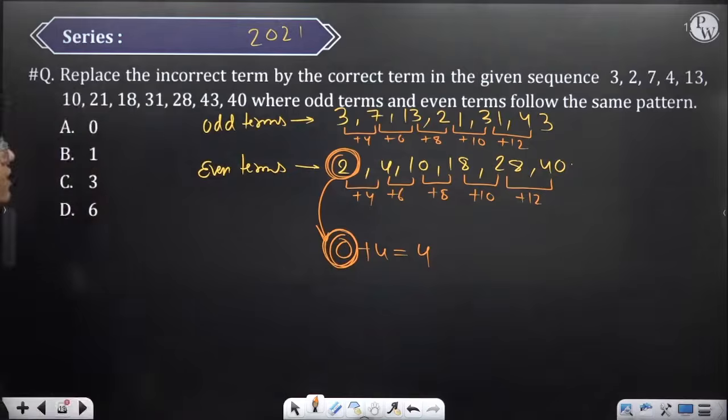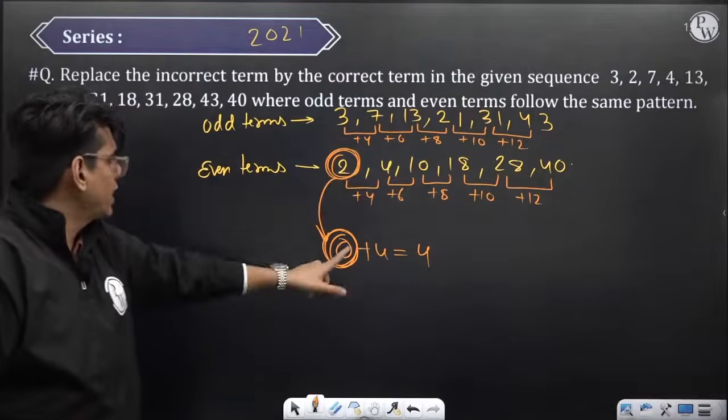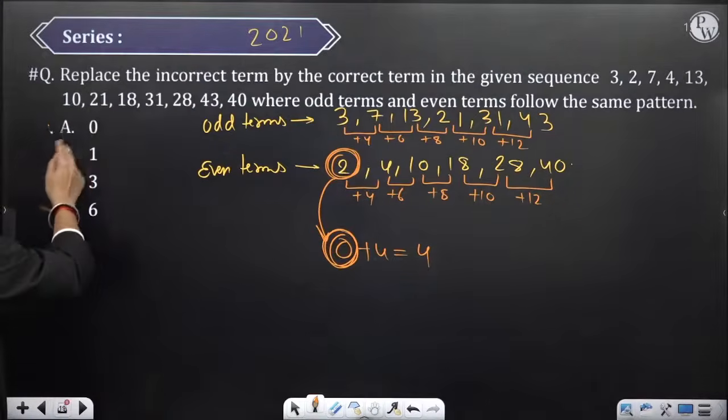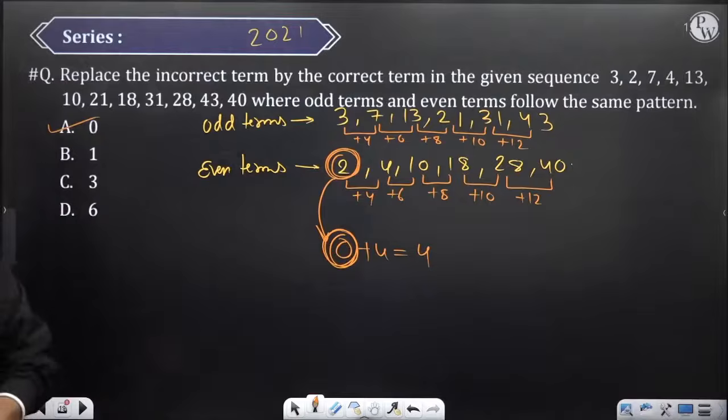What is asked? Replace the incorrect term by the correct term. So the incorrect term is 2. The correct term is 0. So we can replace 2 by 0. This is your question from 2021.